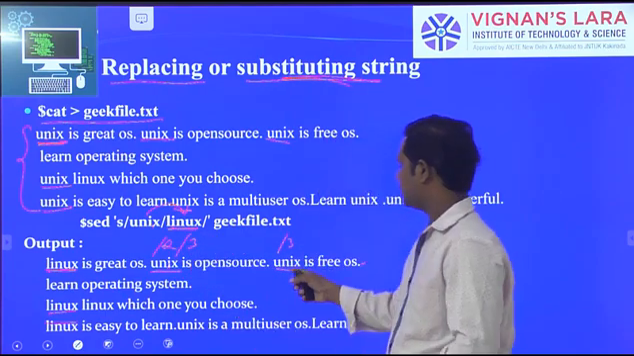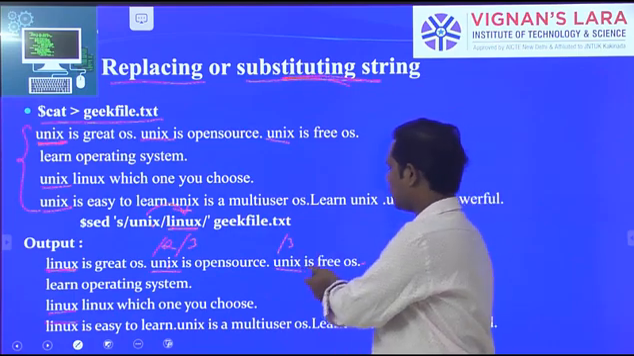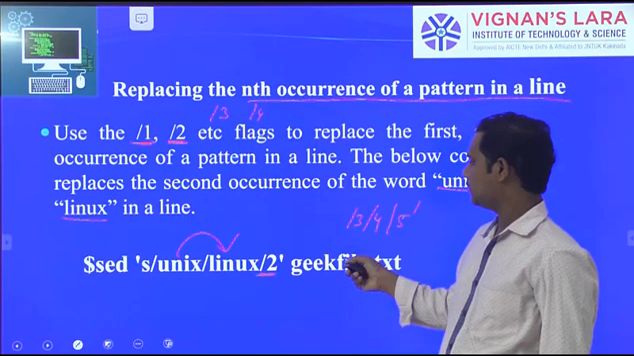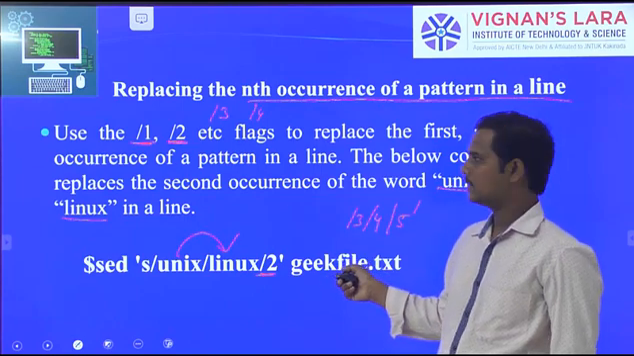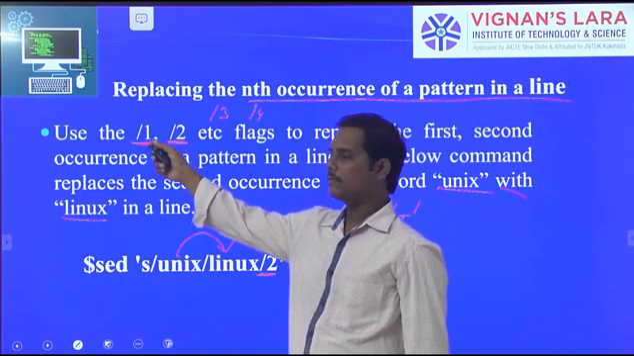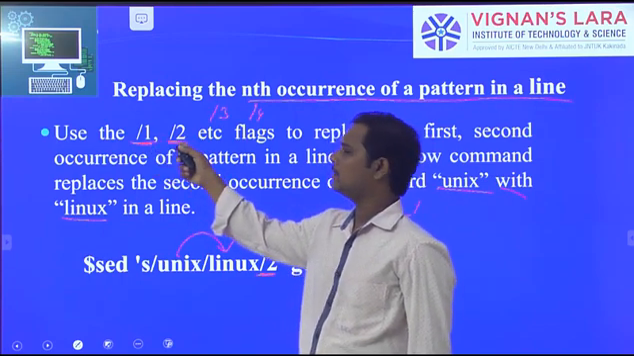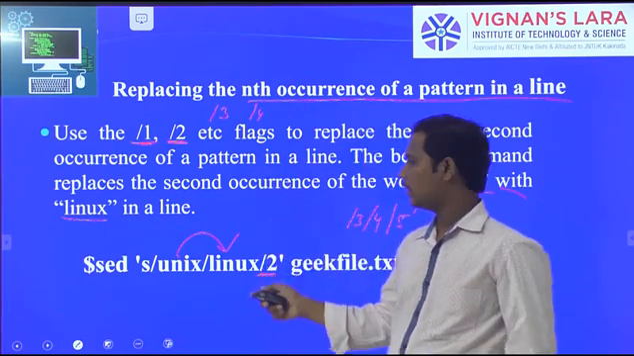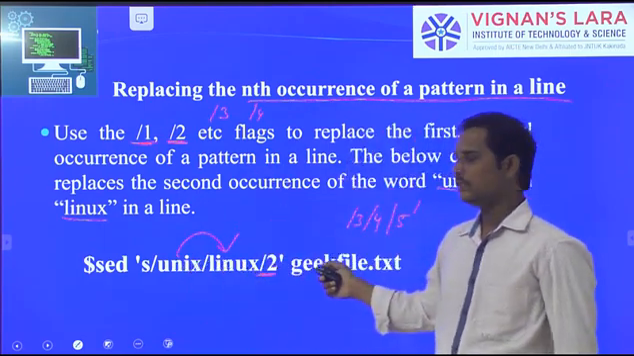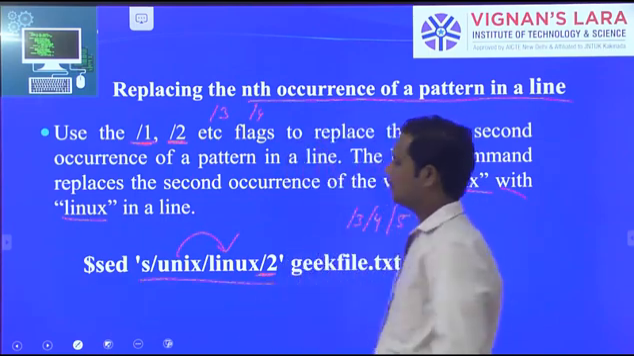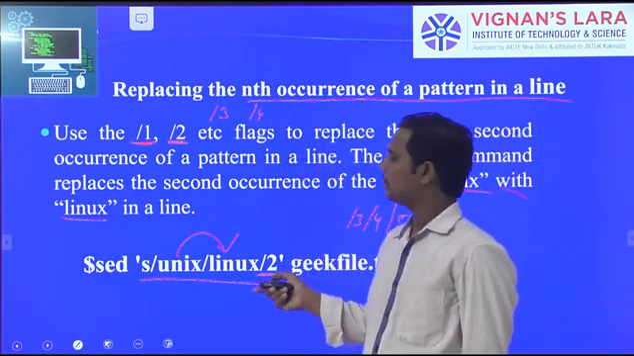/3 also, this is the same. /4 also, if it is there, it will be replaced. So like that we are executing on the files. It is very simple: /1 first occurrence, /2 second occurrence, /3 third occurrence. That will be replaced automatically using this command. It is a very simple syntax.